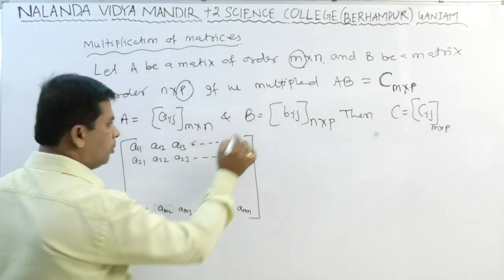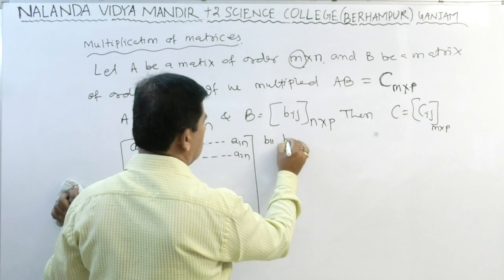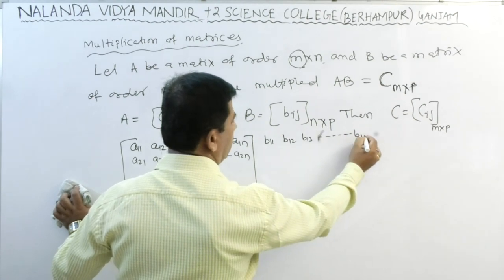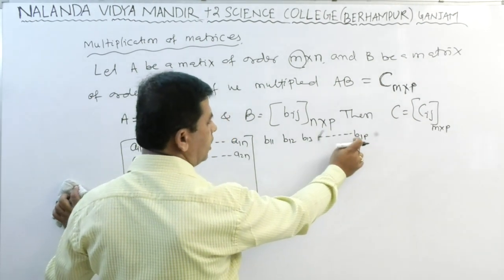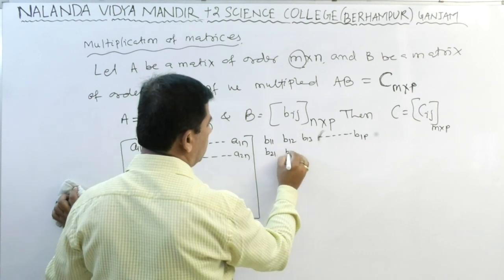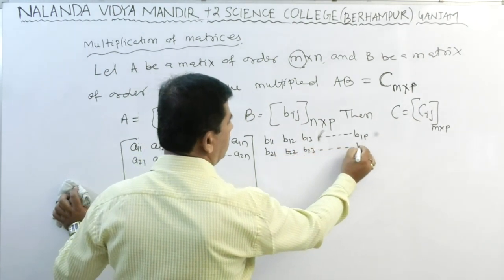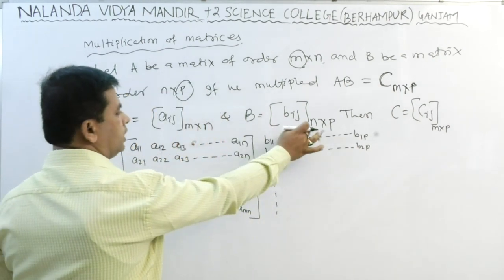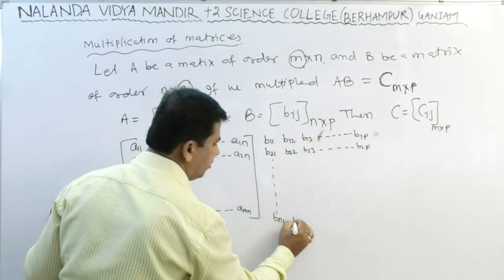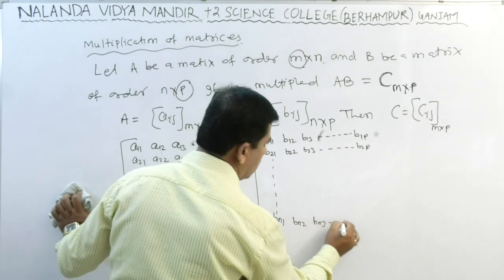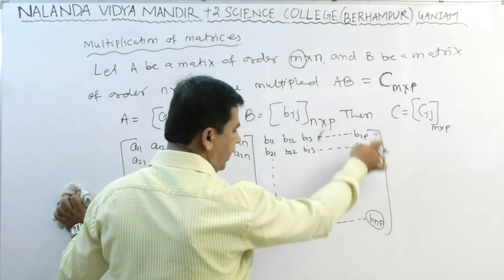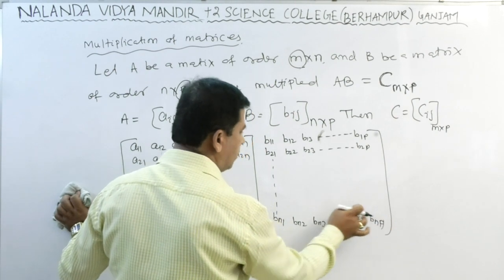If we multiply it with matrix B, B can be written as B11, B12, B13, up to B1p. The number of columns in B is p, so this is our first row, p columns. This is our second row: B21, B22, B23, up to B2p. And the number of rows in B is n, so this is our nth row of matrix B: Bn1, Bn2, Bn3, up to Bnp. This element belongs to the nth row and pth column, so we write it Bnp.